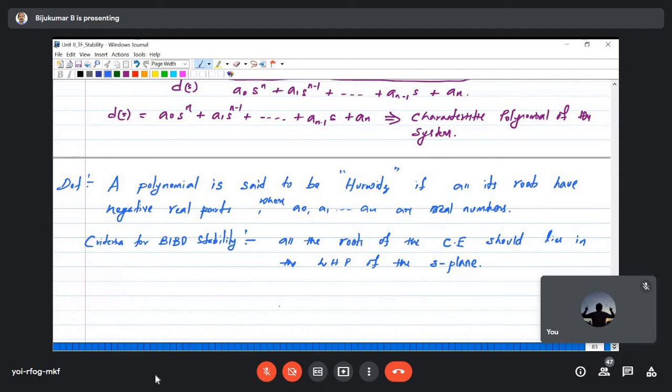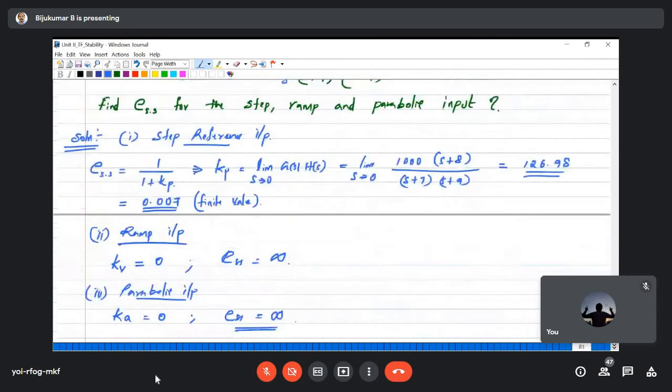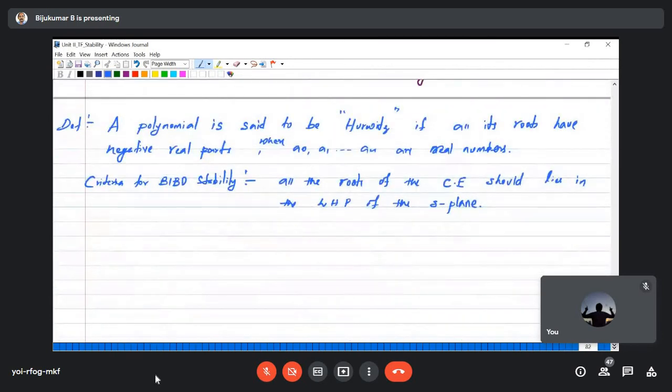And now one question would arise. Anyway, by seeing the location of the poles, we can see the stability of the system, right? Then why do we need this kind of Hurwitz polynomial and one more condition? What is this? Routh Hurwitz stability criteria. That's obviously one question that will arise, right? Now we will see why we need to go for Routh Hurwitz polynomial. Okay.